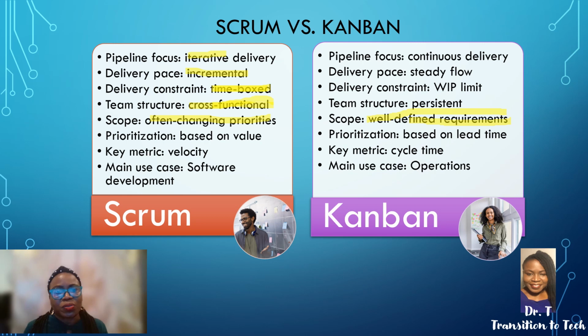As opposed to Scrum, prioritization for Kanban is based on lead time. So what is it going to take to get this work item ready and done, and how quickly can we get it done? Let's look at our quick wins. Let's get those items out of the way. Let's move things through the cycle quickly. The key metric for Kanban is cycle time.